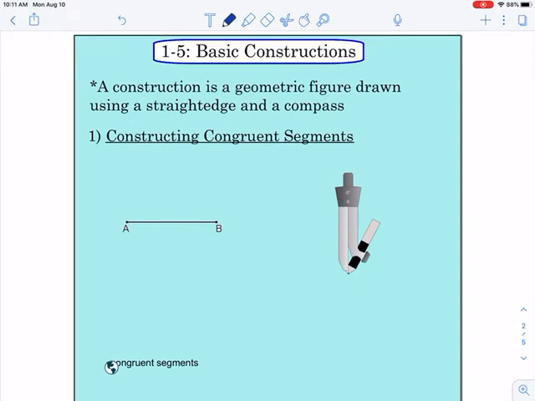So today we're going to start talking about constructions for section 1.5, and a construction is a geometric figure drawn using a straight edge and a compass. Again, the compass that you have serves as a straight edge and a compass at the same time. So our goal is going to be to construct congruent line segments. So what I'm going to do is bring in a different video here to show you how to do the construction. And then you're going to come back into your note packet and construct a line segment that is congruent to AB.